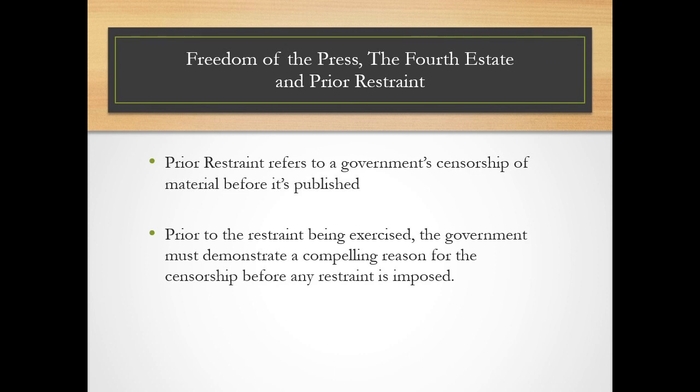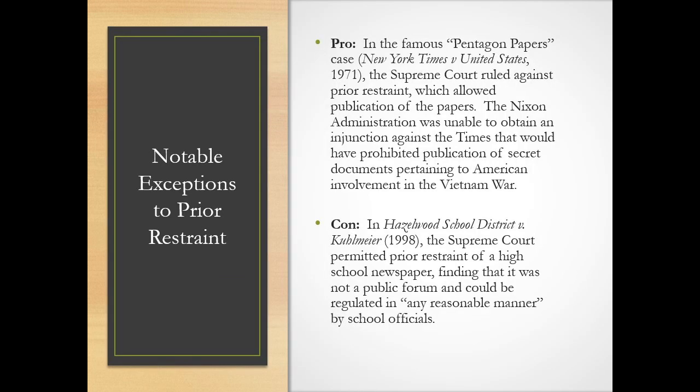And so prior restraint refers to government censorship of material in the press before it's published. Prior to the restraint being exercised, the government must demonstrate a compelling reason for the censorship before any restraint is imposed. So I had alluded to the Pentagon Papers case, 1971, where the Supreme Court ruled against this idea of prior restraint, prohibiting the publication of, in this case, the Pentagon Papers, where the Nixon administration was unable to obtain an injunction against the New York Times that would have prohibited the publication of secret documents pertaining to the American involvement in the Vietnam War. And so it was going to embarrass the nation. It was going to embarrass the administration. And the court held that that wasn't sufficient weight to compel the censorship.